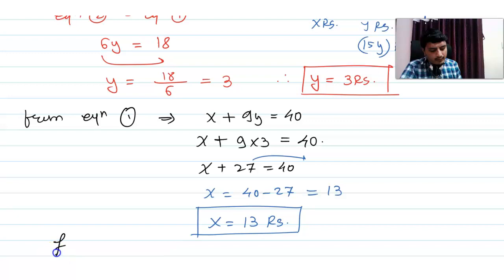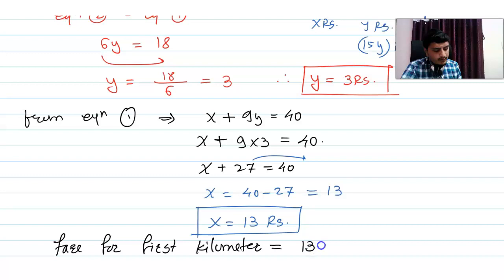So you may write your answer this way: the fare for the first kilometer is 13 rupees. So hence here we have question number 5 from the first chapter, linear equations in two variables.